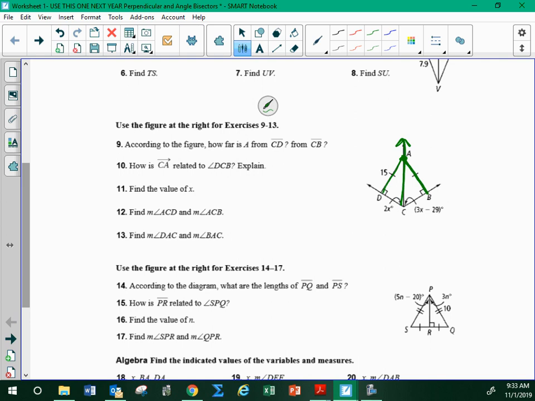Oh wait, 9. It's asking us how far A is away. Sorry, I answered 10. Okay, what's the answer to 9? How far is A from CD? 15. How far is it from CB? 15. Okay, that was way too easy. How is CA related? CA is the angle bisector.